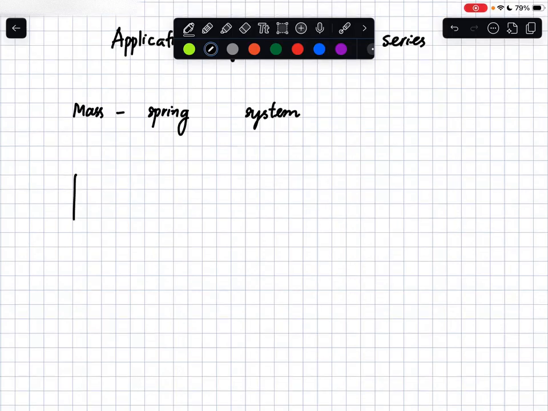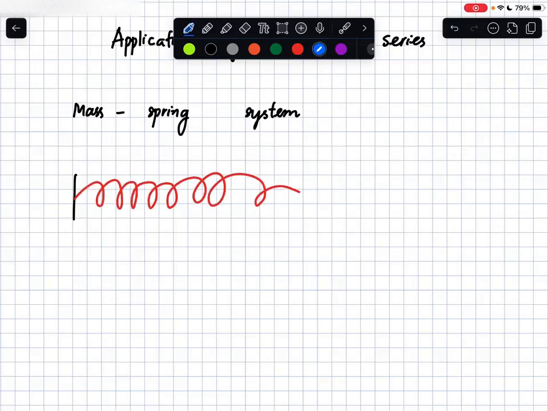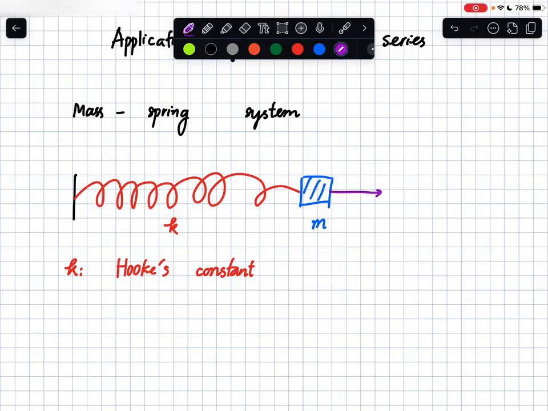So here I have a mass on the spring. So let's draw the spring here. And we have the mass. The spring with the stiffness K, so the Hooke constant K, and the mass M. We have an external force, say F. F depends on time.